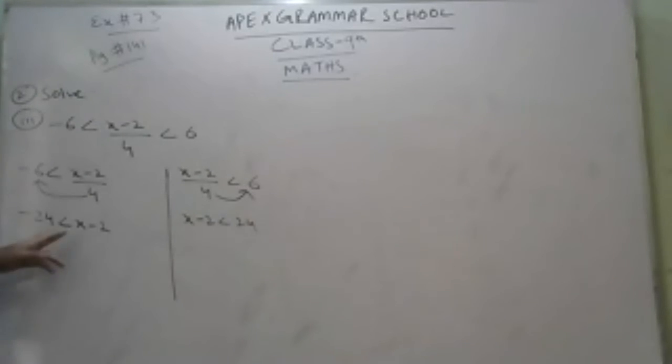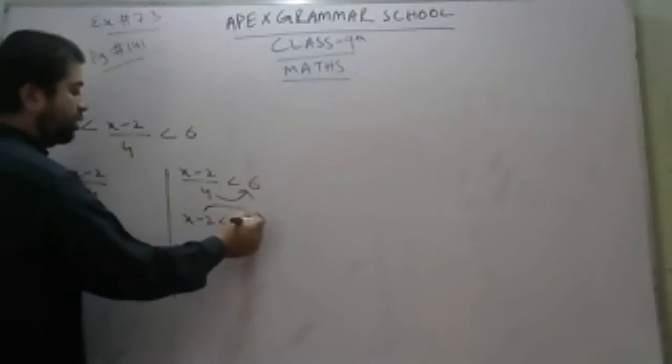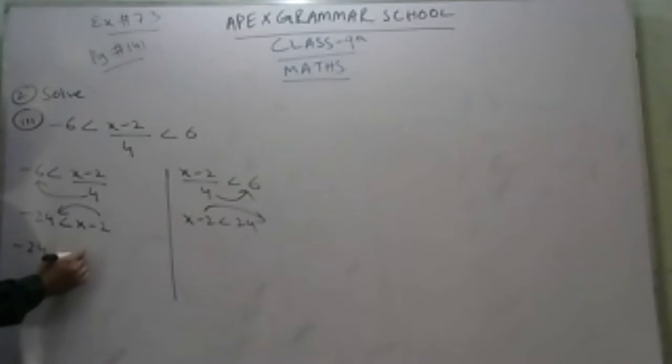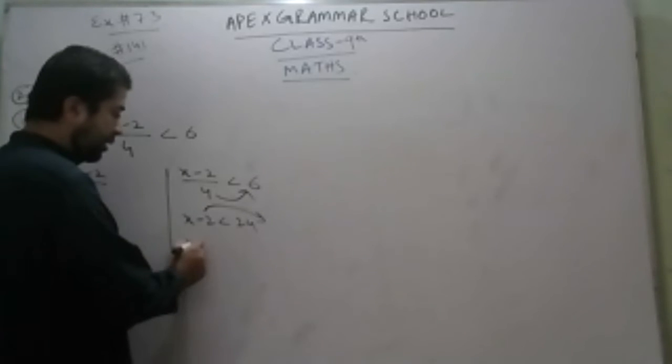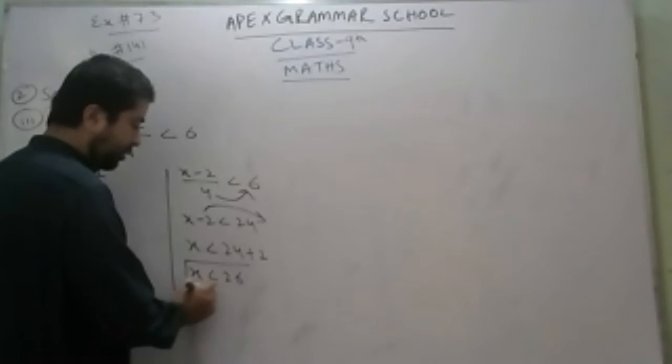This x is positive, this x is also positive. Now make a solution of it. Minus 2 will be positive here, this minus 2 will be positive there. So it will make minus 24 plus 2 less than x. Minus 24 plus 2 answer is minus 22 less than x. First expression. And the second is x less than 24 plus 2, that is x less than 26.